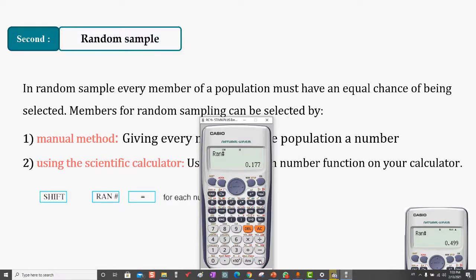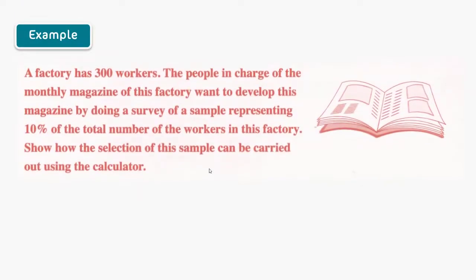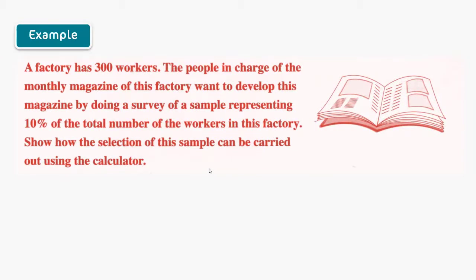The following example will make you deeply understand the meaning of selecting a random sample. A factory has 300 workers. The people in charge of the monthly magazine of this factory want to develop this magazine by doing a survey of a sample representing 10% of the total number of the workers in this factory. Show how the selection of this sample can be carried out using the calculator.